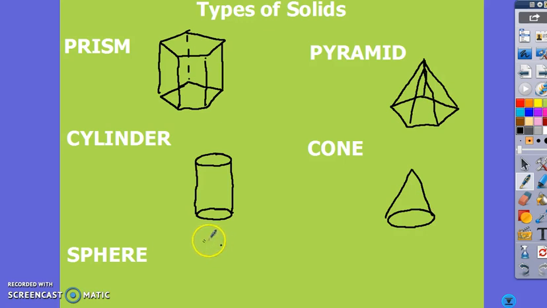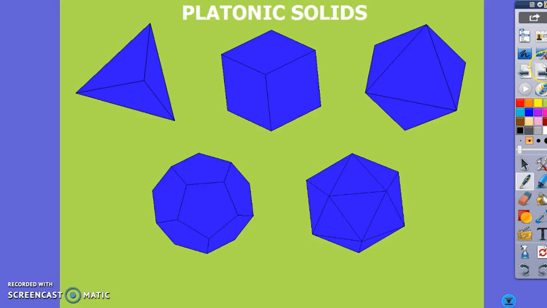A sphere, kind of hard to draw in 3D, so just start with a circle and kind of draw in the equator as if you were drawing a globe. Good enough. So these are the types of solids that we're really going to study.